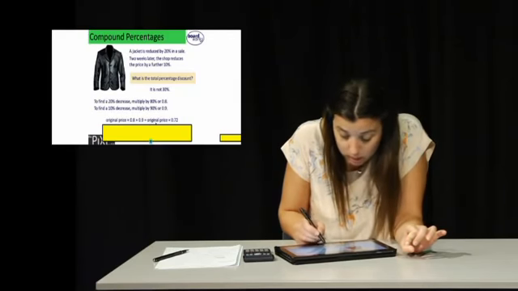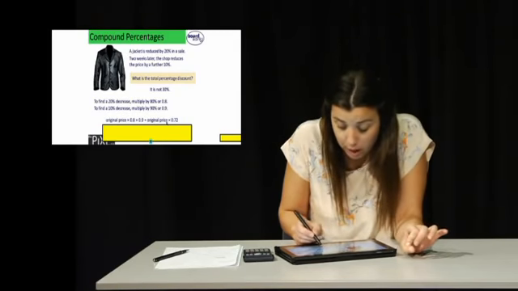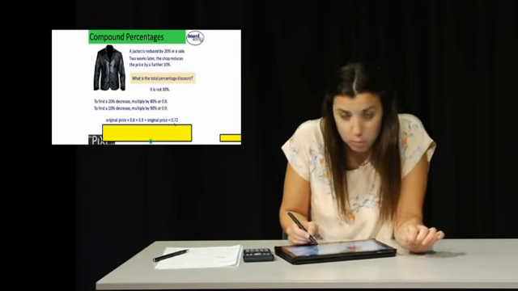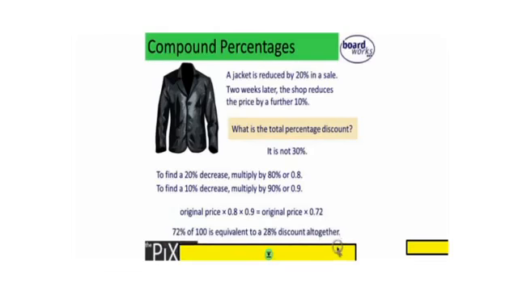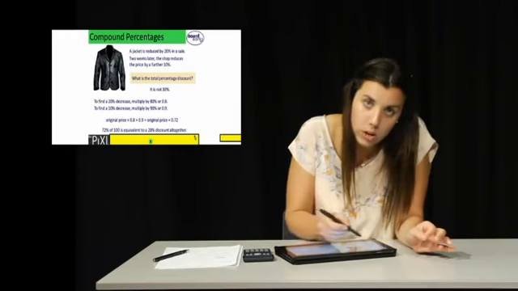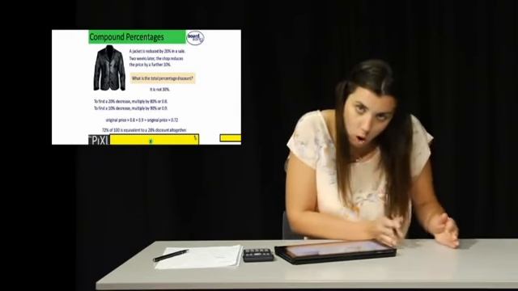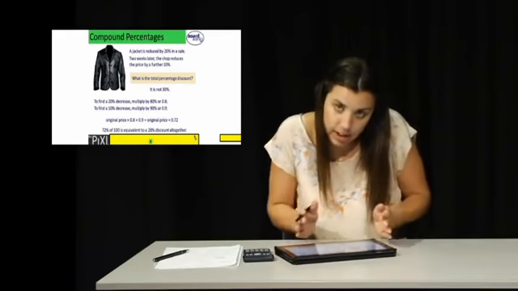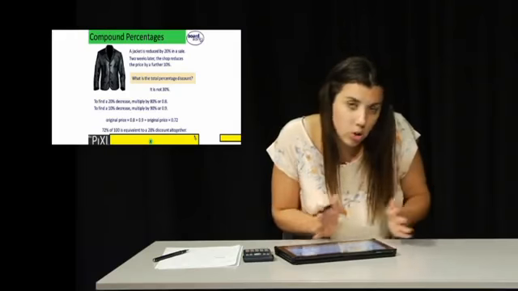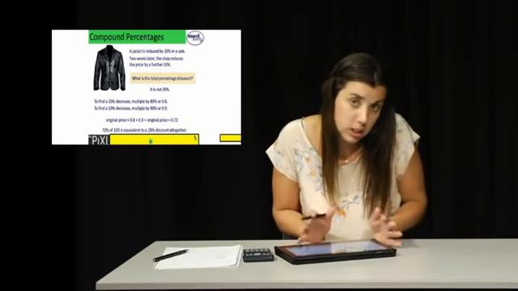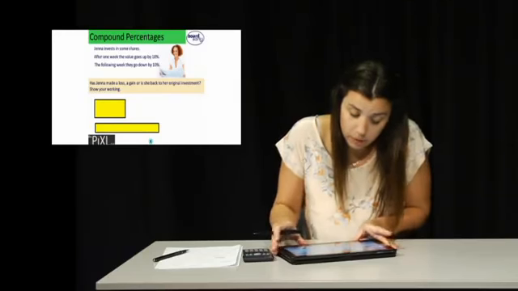So actually, we're looking at original price multiplied by 0.72. Well, 0.72 is equivalent to a discount of 28%, not 30%. So here, what we're looking at is compound. When one percentage is affected by another percentage, we don't just necessarily add those percentages together. Let's have another look at another example together.